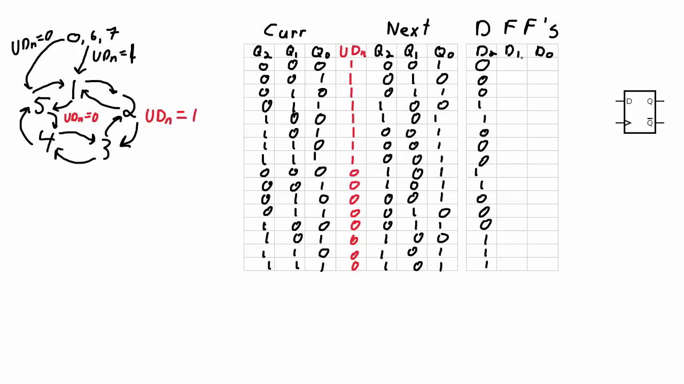Same thing applies for D1. Whatever gets applied at D1 is going to pass through to Q1. So in order to get this next state of Q1, I just have to have a copy of Q1 over here in my D1 column. And finally, D0 will just be a copy of Q0.